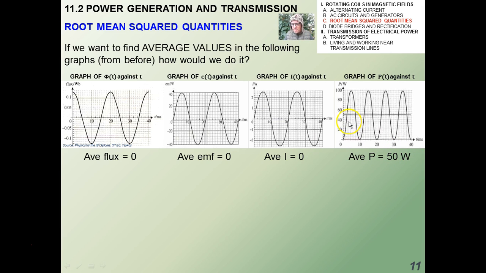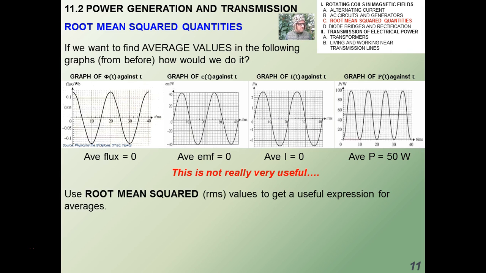In the case of power, because the power was always positive, we could say that the average power was 50. We can look at the graph and tell that. But for the other ones, the ones that are truly sinusoidal, positive and negative, it's really not very useful to look at the averages like that. So what we do is we use something called the root mean squared method. It's called RMS. And this gives us more useful expressions for averages when things are negative.